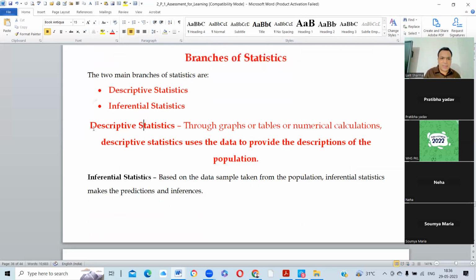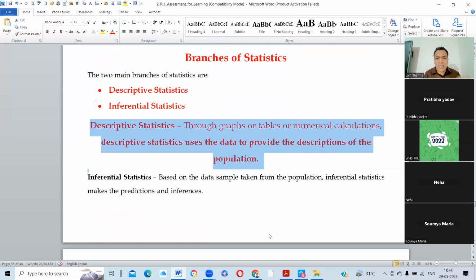So what is descriptive statistics? Descriptive statistics means through graph or table or chart or numerical calculations, we present the data. That means we have the numerical data and with the help of a chart, graph, we present the data. This is called descriptive statistics.